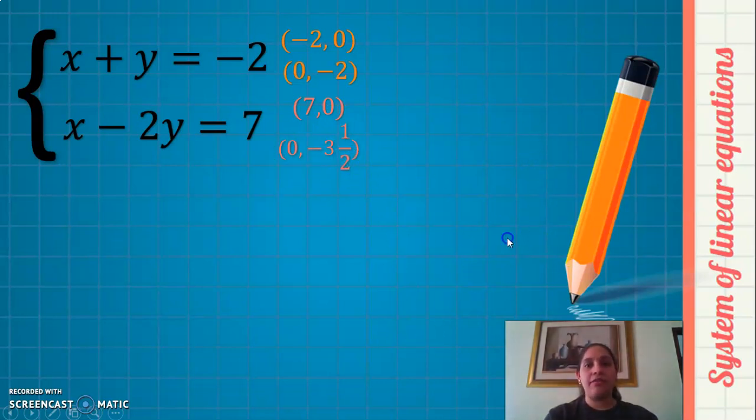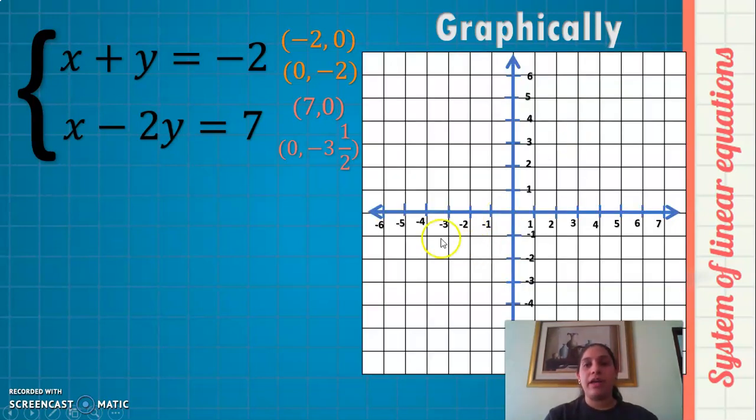Now I'm going to make my graph so I can solve it graphically. I have here the first two points, -2, 0 and 0, -2. Now I connect these two, and connecting these two, I have this line. Now, with my second equation, I have 7, 0 and 0, -3 1/2. I connect these two points again, and now I look at which one is my solution. My solution is the point where these two lines connect.